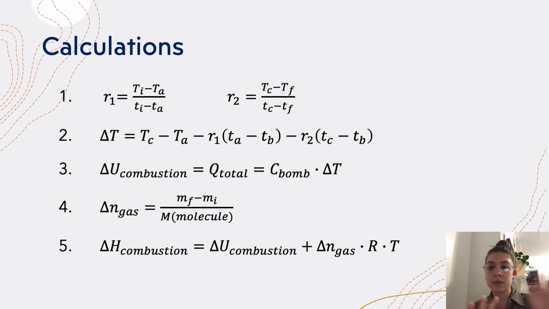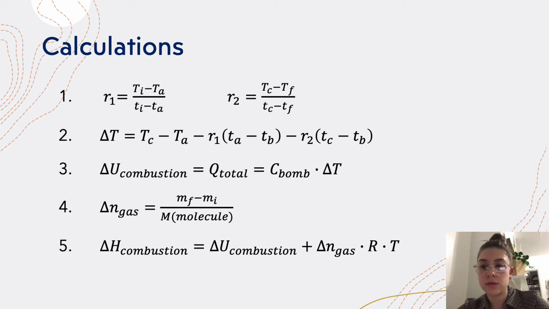So first, the important time temperature points were determined from the raw data. Then we have two different slopes that were calculated, one for the slope between the initial and maximum temperature, and then a slope between the maximum and final temperature. Then the temperature change was found using the aforementioned noteworthy time temperature points. Then the change in internal energy of combustion, which is equivalent to the total heat transfer, was found as a product of the bomb heat capacity and the change in temperature that was previously found.